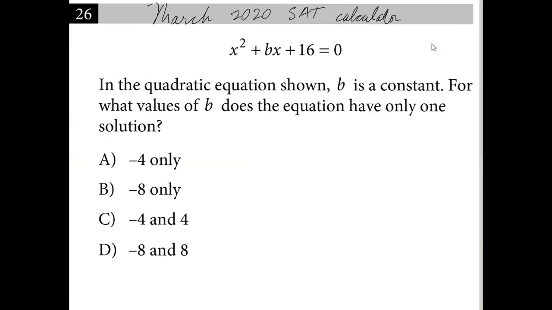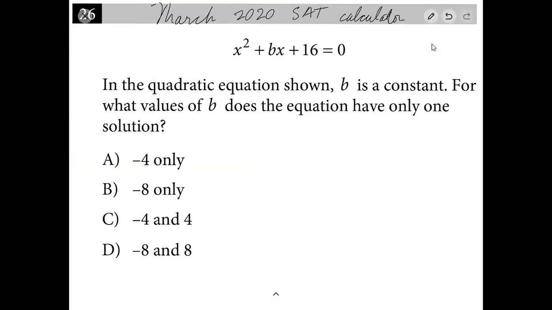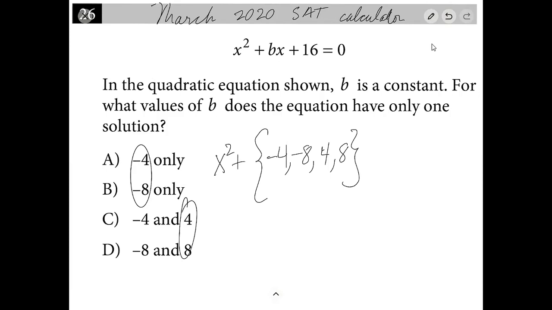So that's what we're going to try to find. Let's go back to the actual question. Now, all we're going to do is take these answers and plug them in for b and see which one creates the graph that is just tangent to the x-axis. But instead of doing them separately, we're going to do it all in one step. Here's how you would do it. I'm going to write this first. It's going to be x squared plus, and in place of the b, we're going to use a bracket. What that bracket is saying is we're going to plug in each one of these values separately, and then we're going to graph each one of them.